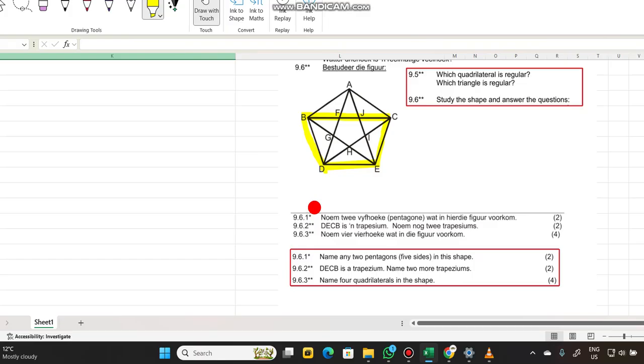Okay, and then number 3 says name 4 quadrilaterals in the shape. So enige 4 hoeke. They did not say it should be regular. Okay, reëlmatig. They said it's anyone, any 4 angle shape, 4 hoek. Okay, so that's what you do with those. I'm going to take this off, and then you can pause and do those.